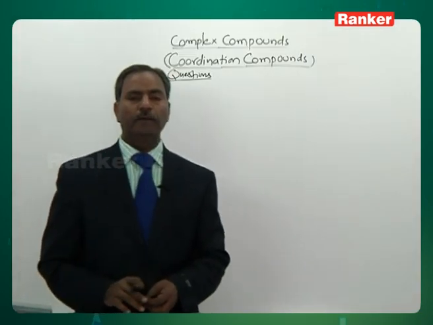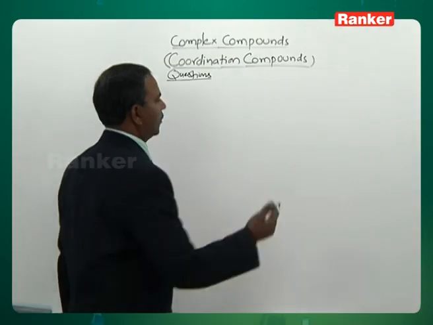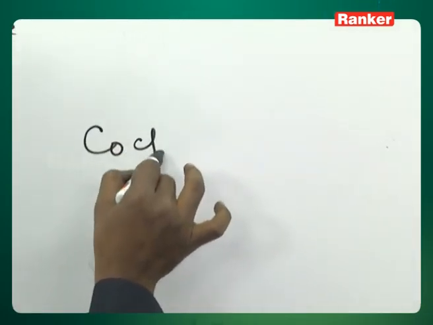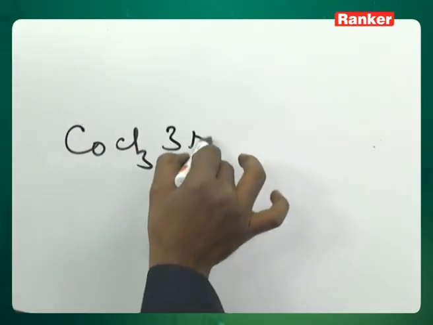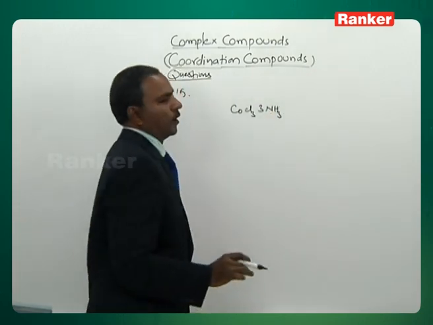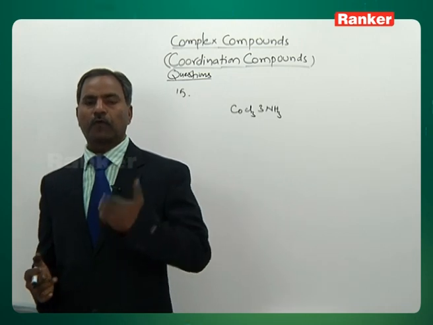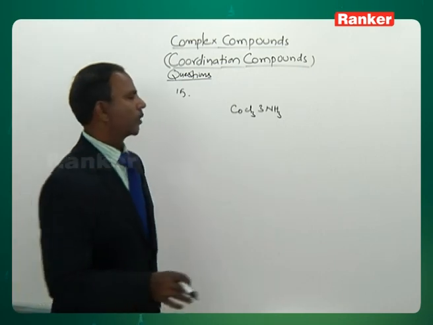Coming to question number 15, number of ions produced from the complex compound in its aqueous solution. Question number 15, what is given? CoCl3 with NH3 taken thrice. For this particular question, number of ions produced from the complex, number of ions. So option A is given as 1, option B is 0, option C is what? 2. See how you write this particular complex formula.